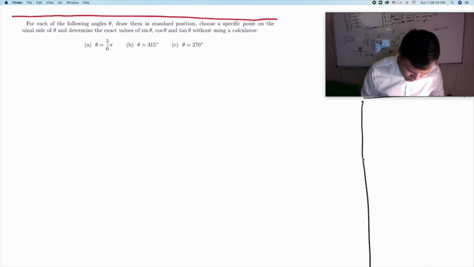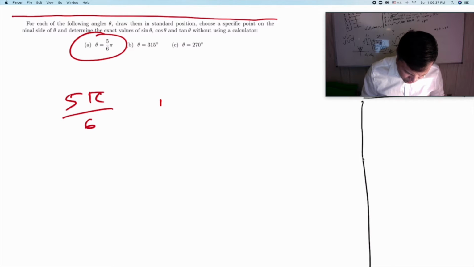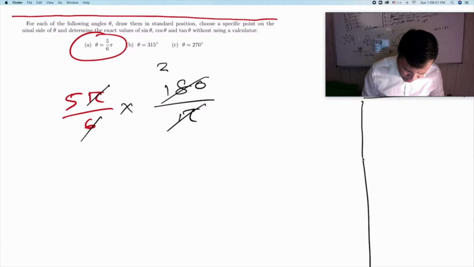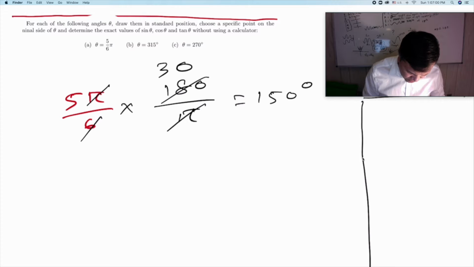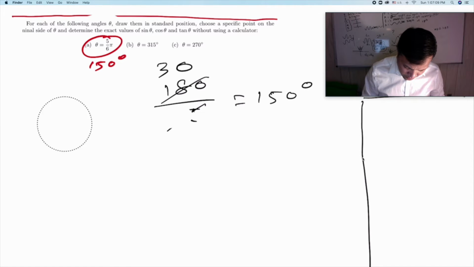So let's do the first one, and let's convert this when theta is 5 pi over 6. I want to show you first how you convert it to degrees. So times 180 over pi. This is how you can convert it to degrees. Pi cancels, 6 goes into 180 30 times, so it is 150 degrees. All right, so what do we know about this one? We know that this is 150 degrees. Okay, how is that supposed to help us?